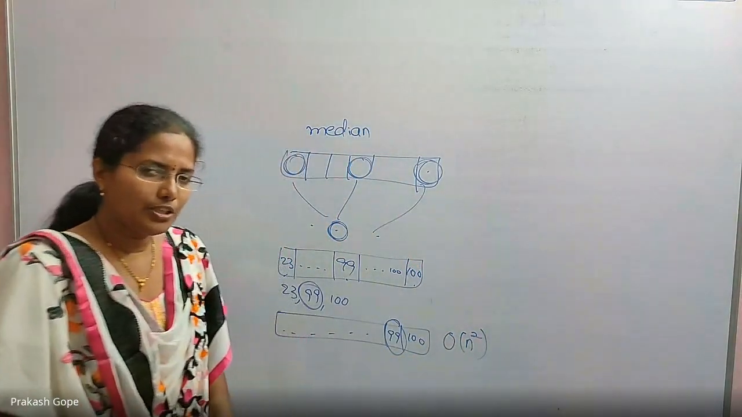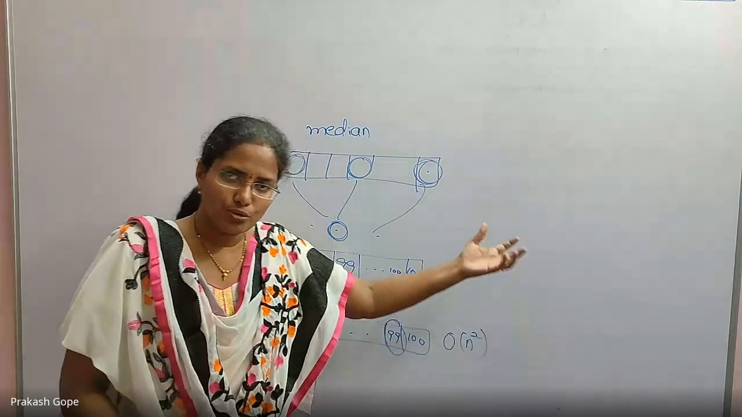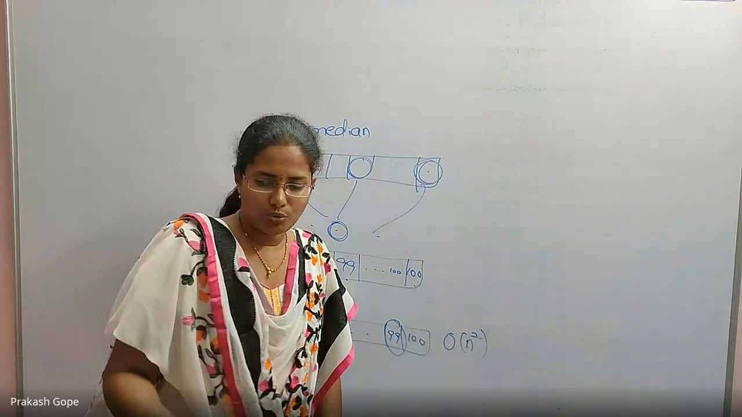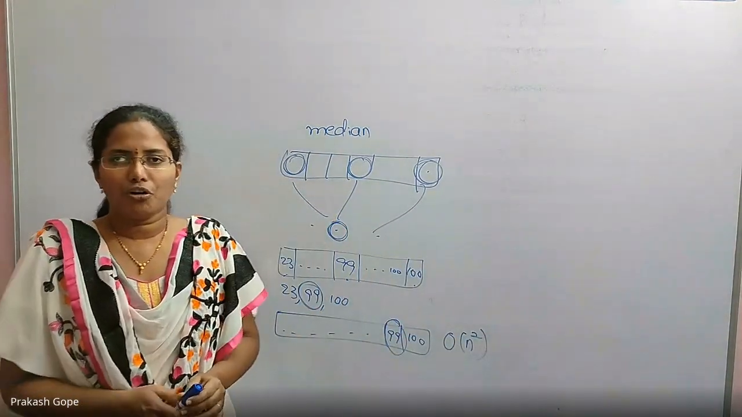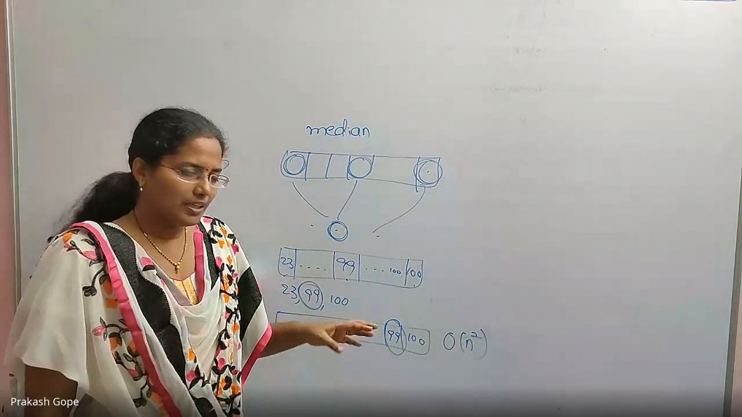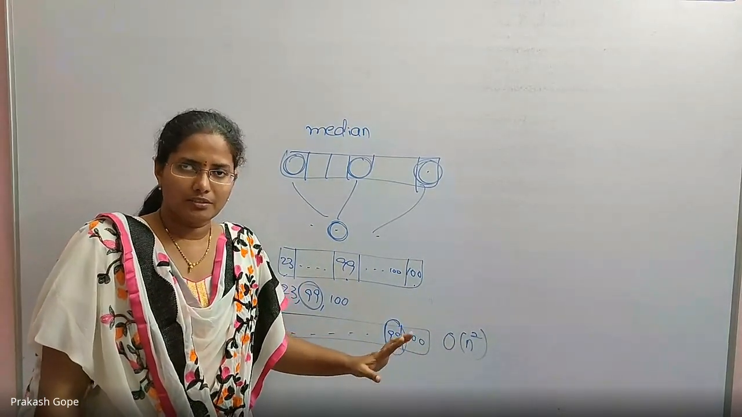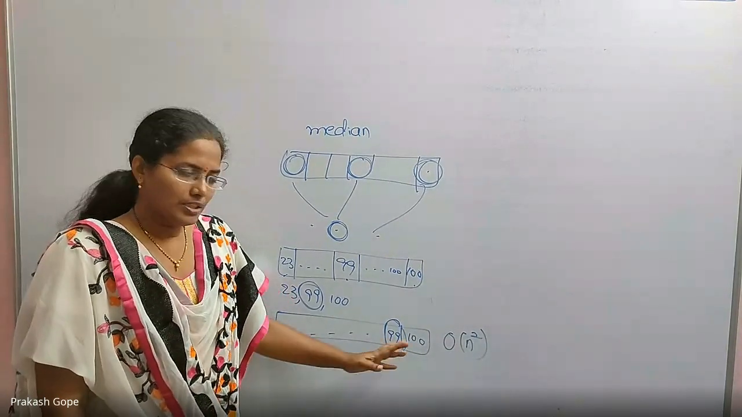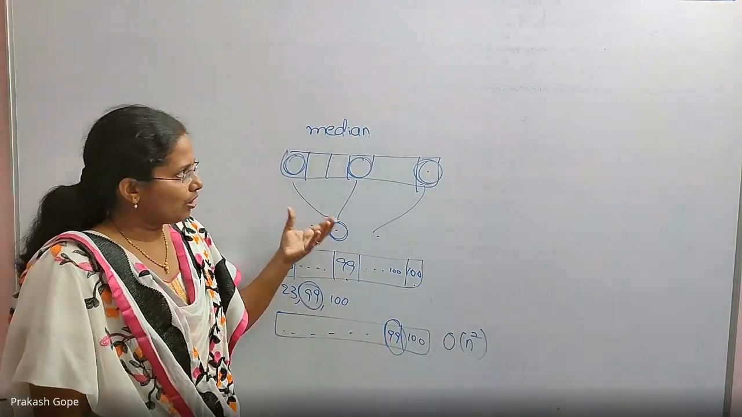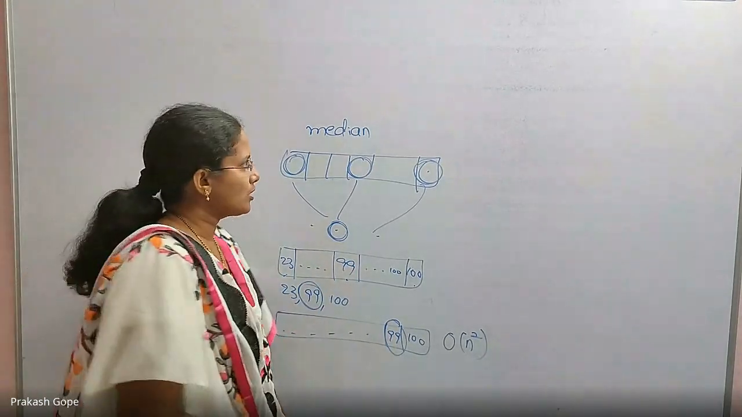Our main aim is to reduce this n square. It should come down near to n log n. That is our target. But whatever logic that we follow till now, again and again, every time, worst case is n square only. Okay, so all these logics didn't work.